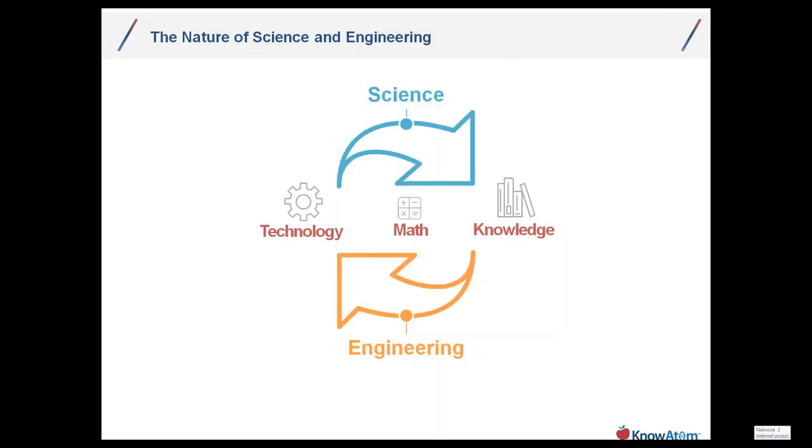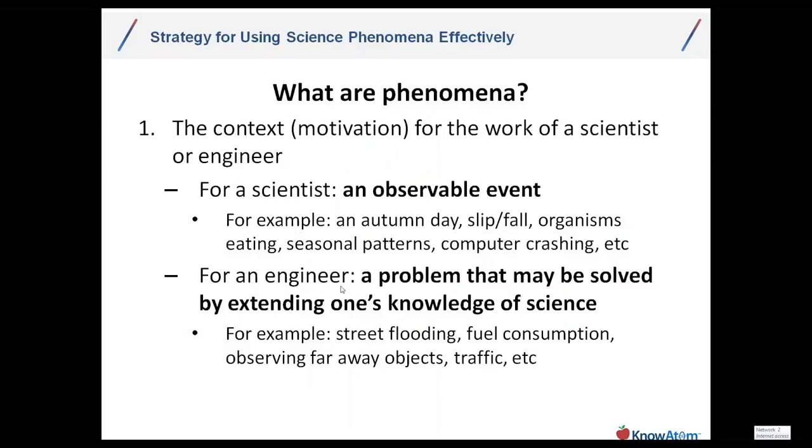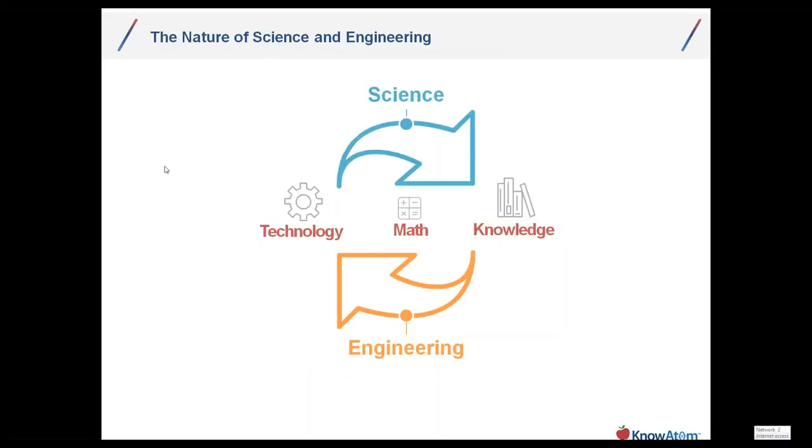You'll notice that in this previous slide, engineers need to use their knowledge of science in order to solve a problem, like street flooding, for instance. Well, the way it works is that scientists are asking questions in the context that they're working in and developing new knowledge as they experiment and come to evidence-based conclusions. That knowledge is used by engineers to solve problems that they're identifying, and they're doing that by prototyping potential solutions, testing them, and coming to evidence-based conclusions.